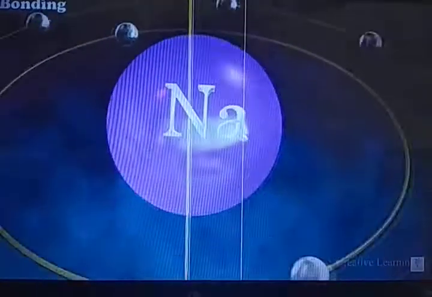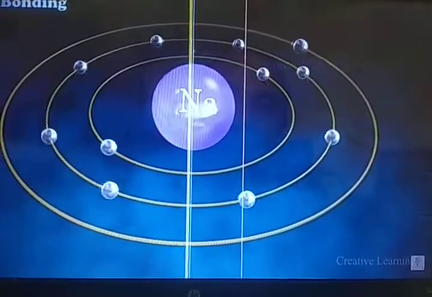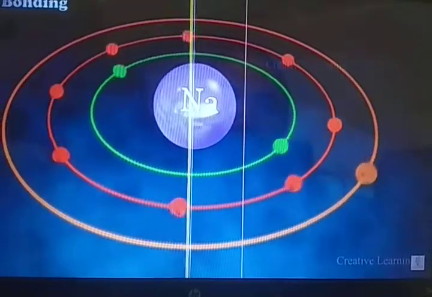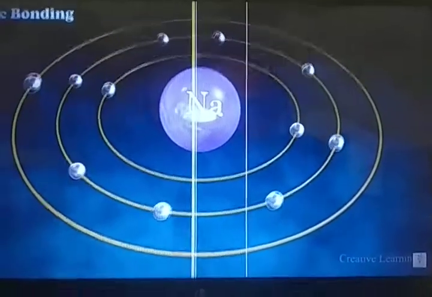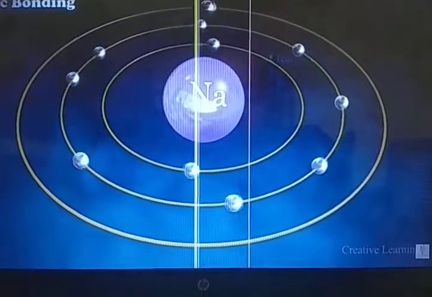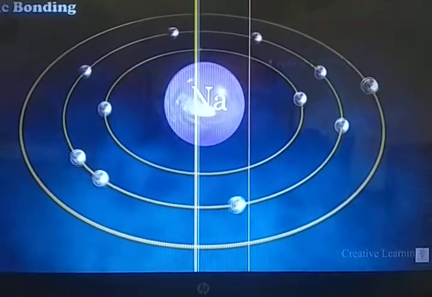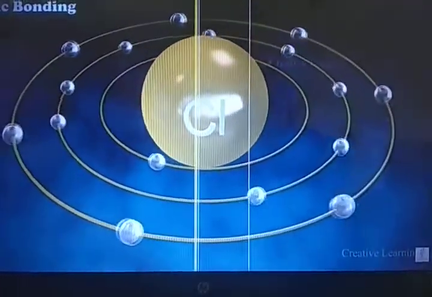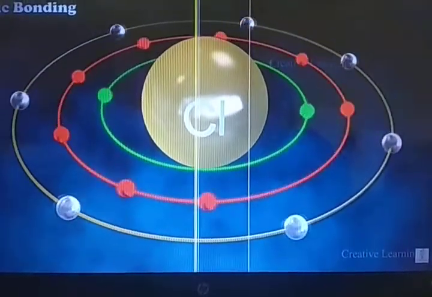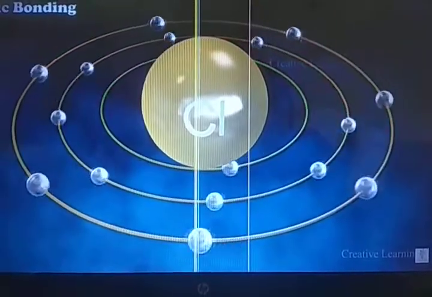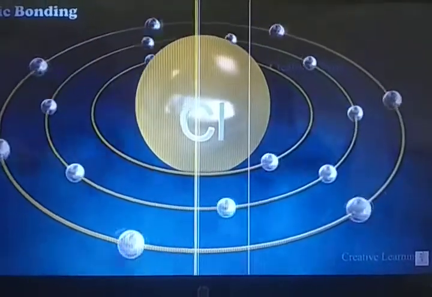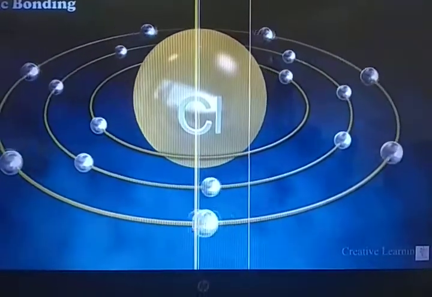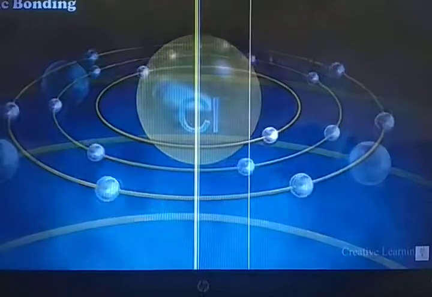We'll take an example of sodium. You can see here sodium is 2, 8 and 1. In the outermost shell, that is in the M shell, it has only 1 electron which is moving around here. On the other hand, chlorine is 2, 8 and 7. That means the outermost shell has 7 electrons. To make it stable, it requires 1 more. That means it has to receive 1 electron.